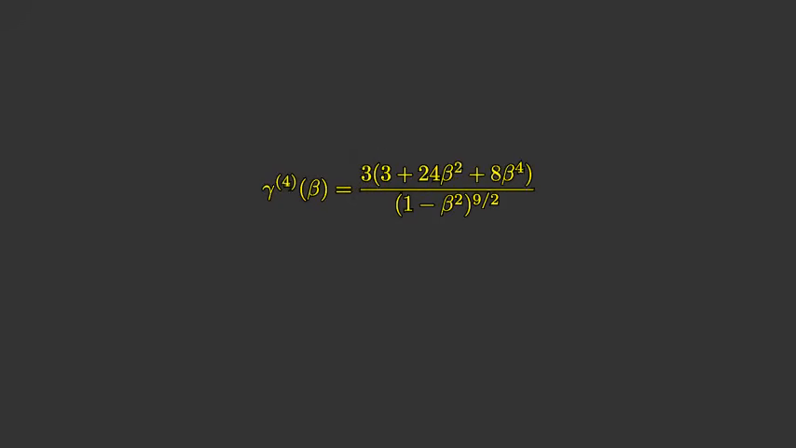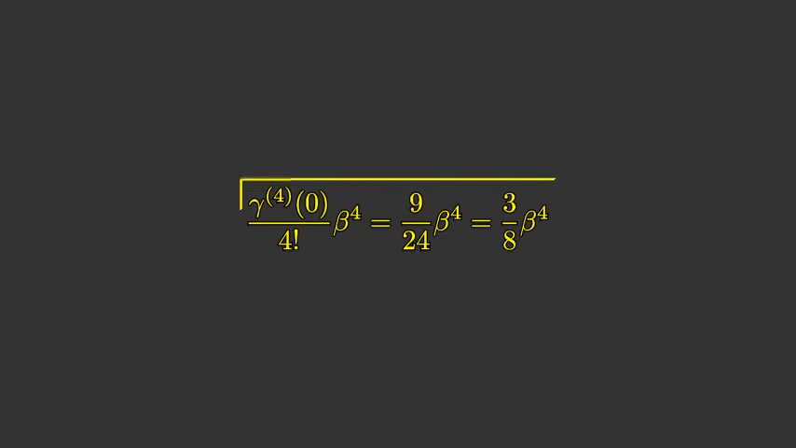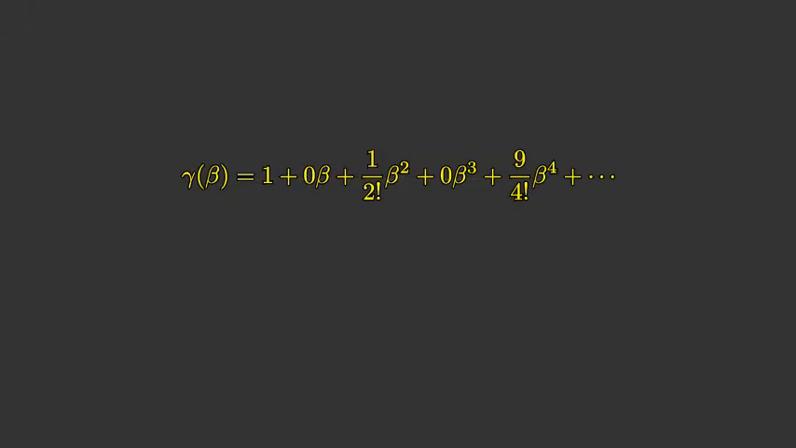Now the fourth derivative is the place where we must be careful. The correct fourth derivative contains the term 24 beta squared in the numerator. When we put beta equal to 0, the fourth derivative gives 9. So the beta to the fourth coefficient is not 1/8. It is 9 divided by 4 factorial. Since 4 factorial is 24, this becomes 3/8. Therefore, the Maclaurin expansion is gamma of beta equals 1 plus 1/2 beta squared plus 3/8 beta to the fourth, and so on.